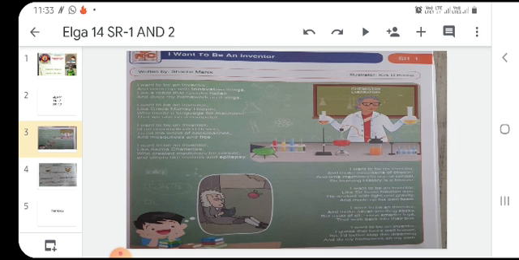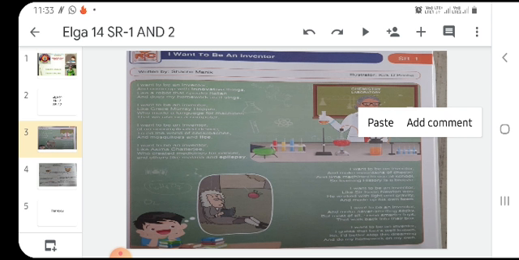I want to be an inventor like Grace Murray Hopper, who made a language for machines that we use on a computer. So dear students, here is a question: who made a language for machines, or you can say for computer? She is Grace Murray Hopper.